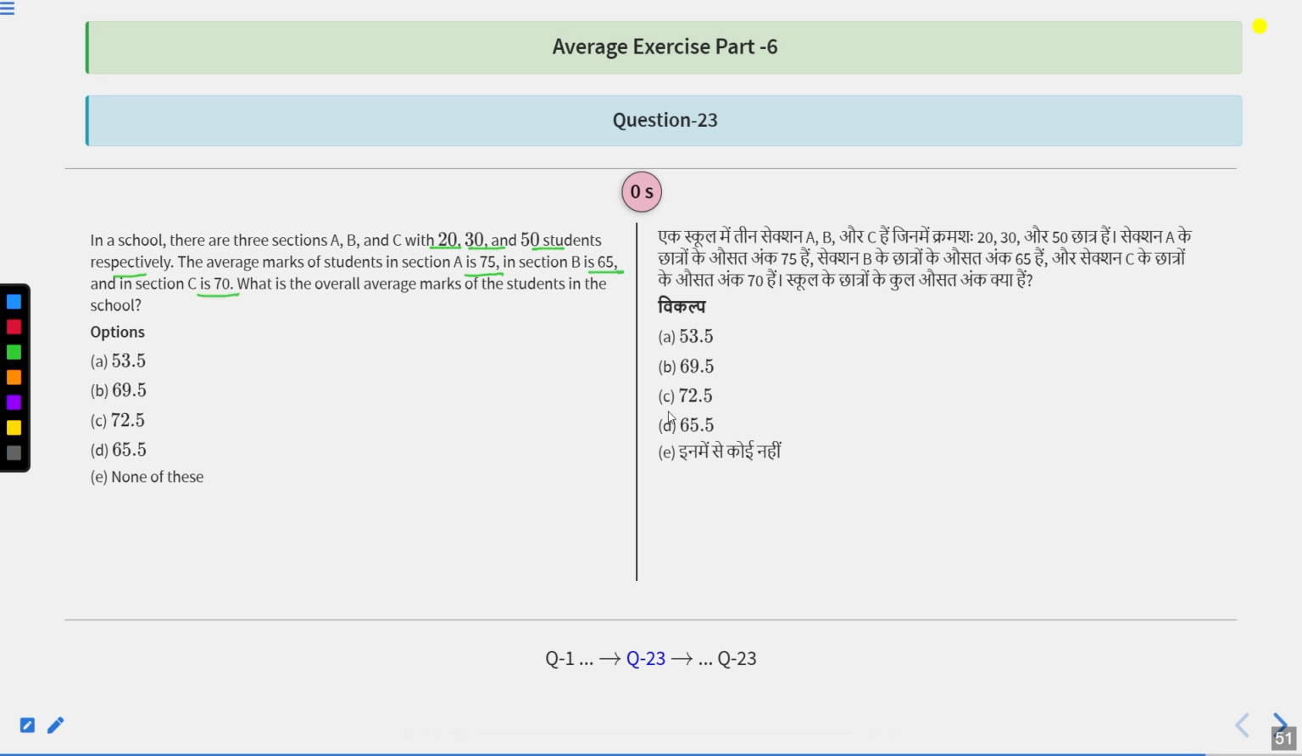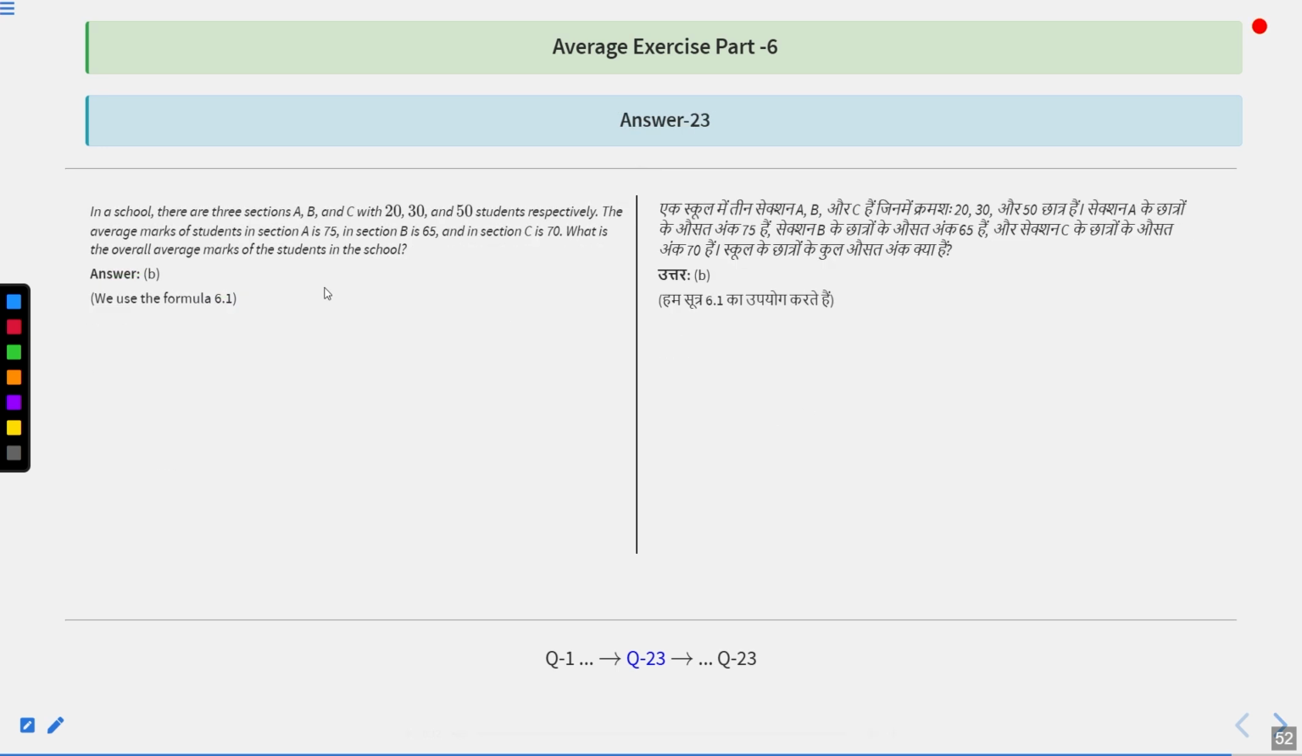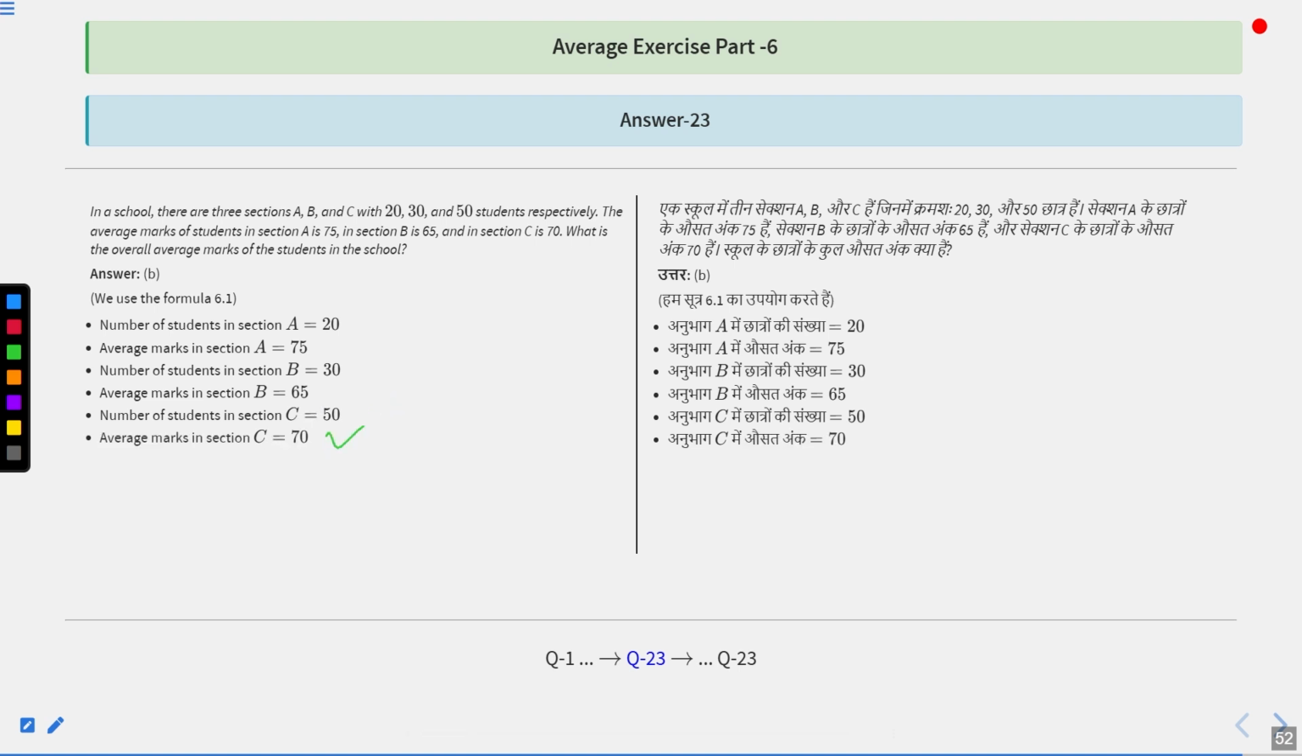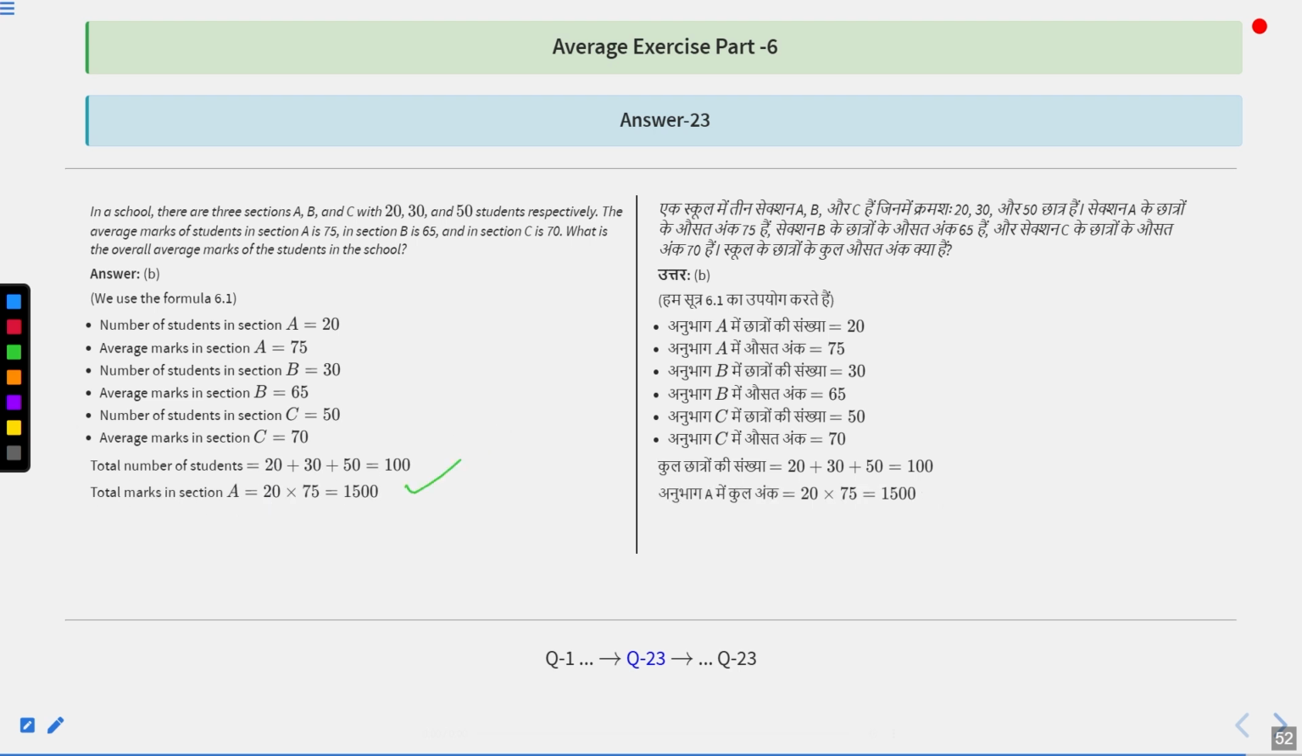Now time's up. Let's see the solution. We use formula 6.1. The number of students in section A is 20 and the average mark in section A is 75. Same way, the number of students in section B is 30 and the average mark in section B is 65. Clear? The number of students in section C is 50 and the average is 70. So we can easily calculate the total number of students is 100 and the total marks in section A is 1500, in B is 1950 and in C is 3500.